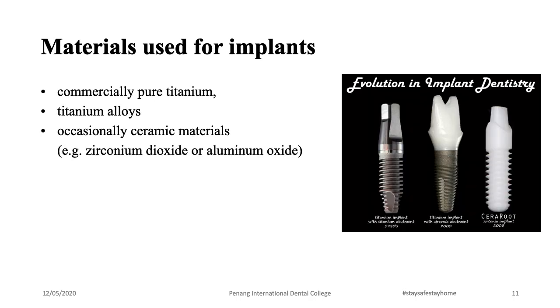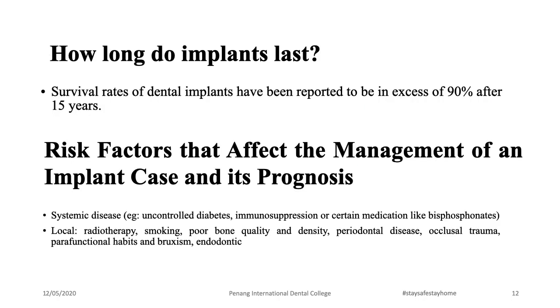Material used for implants: you have commercially pure titanium alloys, which may be coated with certain textures, and also we have ceramic materials. How long does an implant last? 90% last more than 15 years. But implants can last even further, about 20 to 50 years. So implant is the best choice of prosthesis replacement when compared to fixed prostheses, your bridges or your dentures.